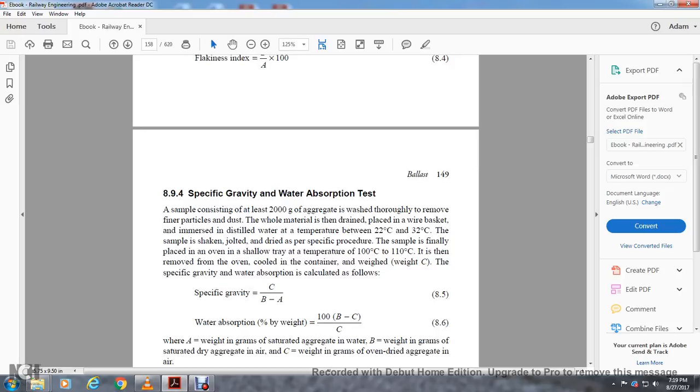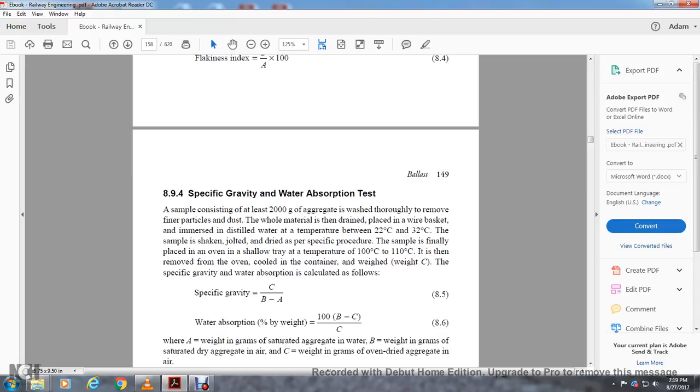8.9.4 Specific gravity and water absorption test. A sample consisting of not less than 200 grams of aggregate is washed thoroughly to remove fine particles of dust. The whole material is drained and placed in a wire basket, immersed in distilled water at a temperature between 22 and 32 degrees Celsius. Then the sample is shaken and jolted and dried as per the specified procedure.